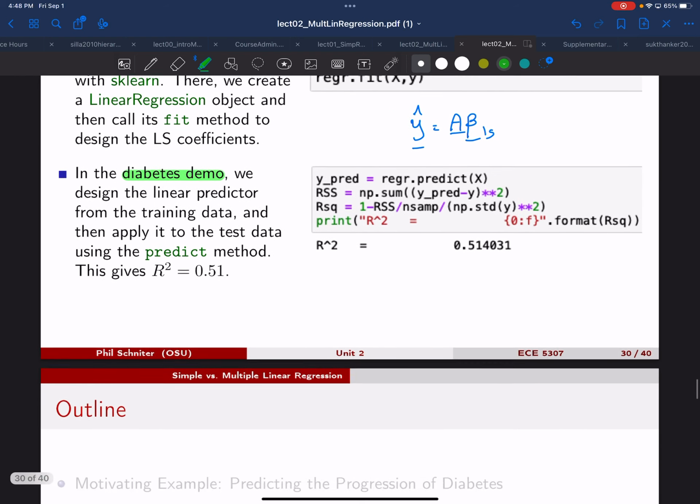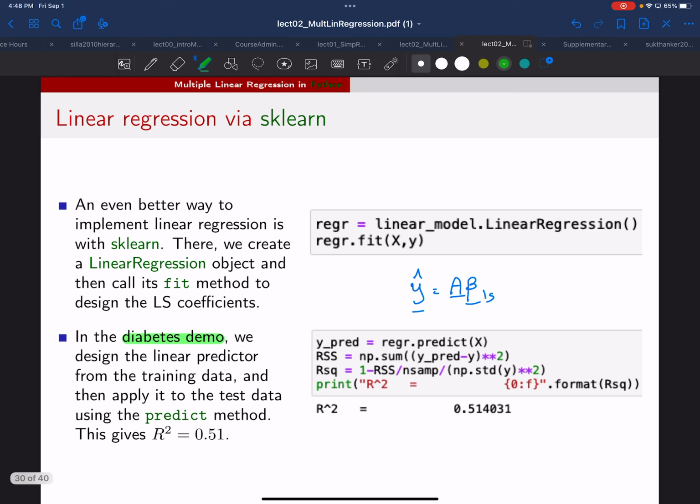Okay. So that's how we can do this with sklearn. You can, of course, see this in the demo. You will have an opportunity to play with this in the lab too. Any questions on how we do it here? Okay, great.